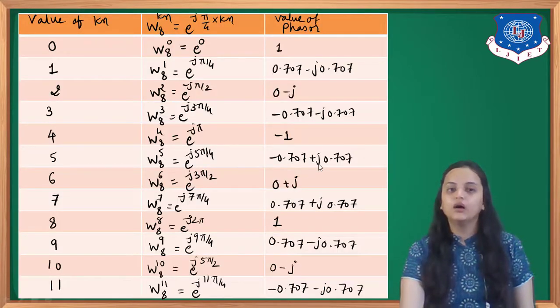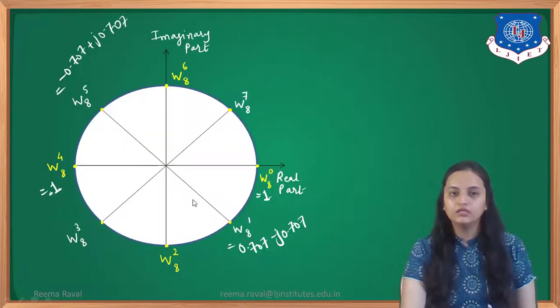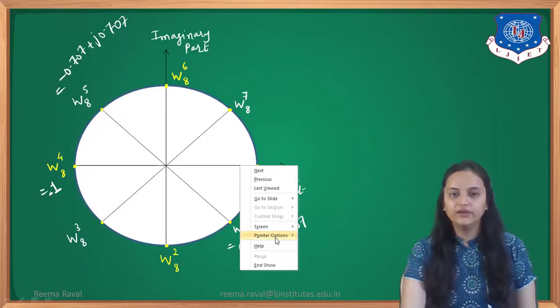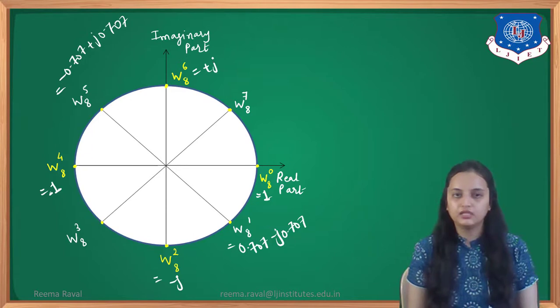Okay. Now if we move ahead, W82 is minus j. That means over here W82 is minus j, and W86 will be plus j. So as you can see, that is plus j. So we can write the values over here: W82 is minus j and W86 is plus j.